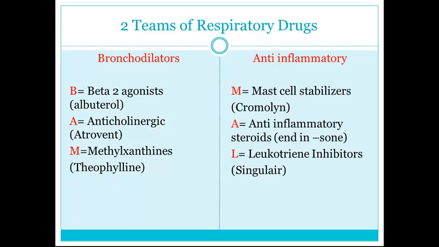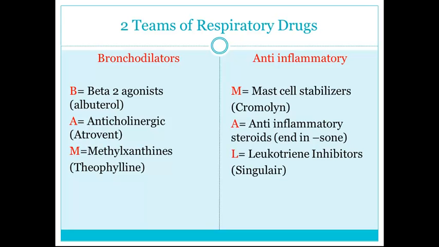There are 2 respiratory drug teams. We have BAM and we have MAL. BAM is our bronchodilators. The B stands for our beta-2 agonists. For example, we have albuterol. A is for our anticholinergics. For example, we have Atrovent. M is for the methylxanthines, which, for example, we have theophylline.